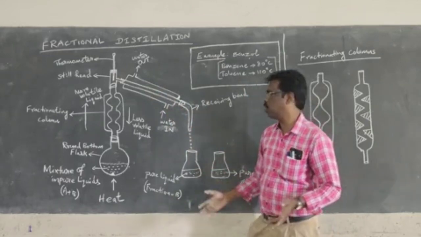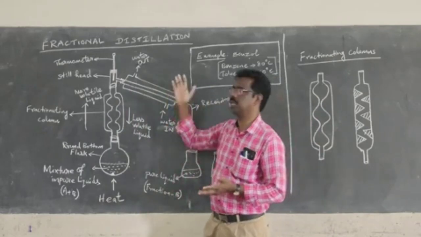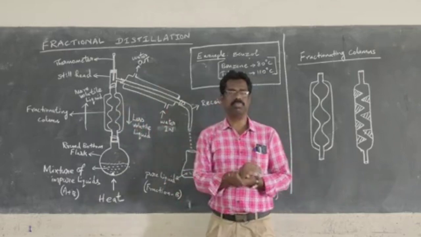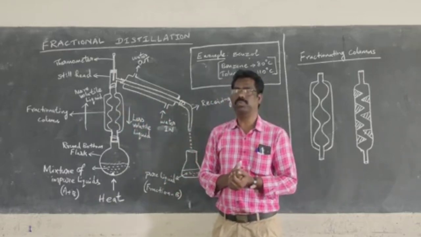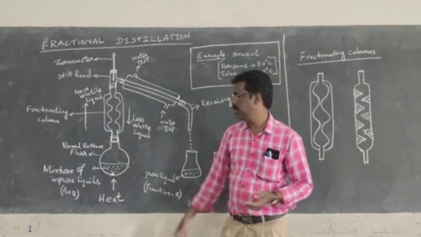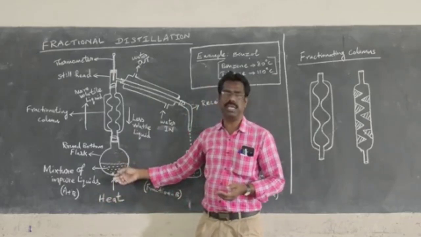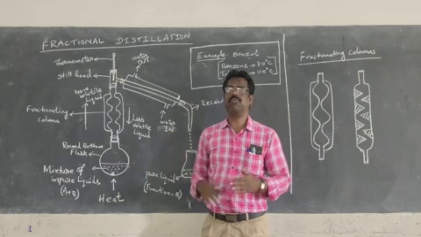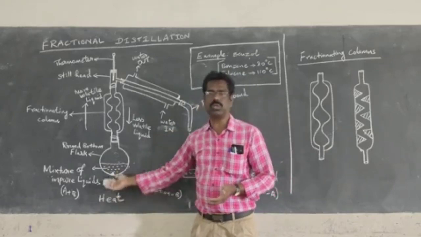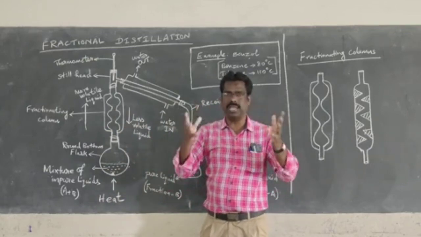Now, what is the role of the fractionating column? When you compare fractional distillation with simple distillation, the only extra apparatus is the fractionating column. What are we expecting in reality? We expect that if you keep the temperature at 90 or 85 degrees, only the benzene gets evaporated, and if you keep it above 110 degrees, then only the toluene gets evaporated. This is what we think, practically or theoretically.